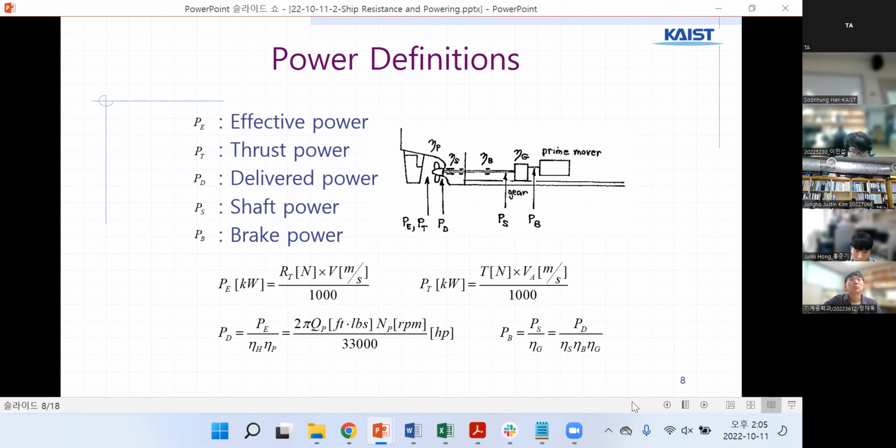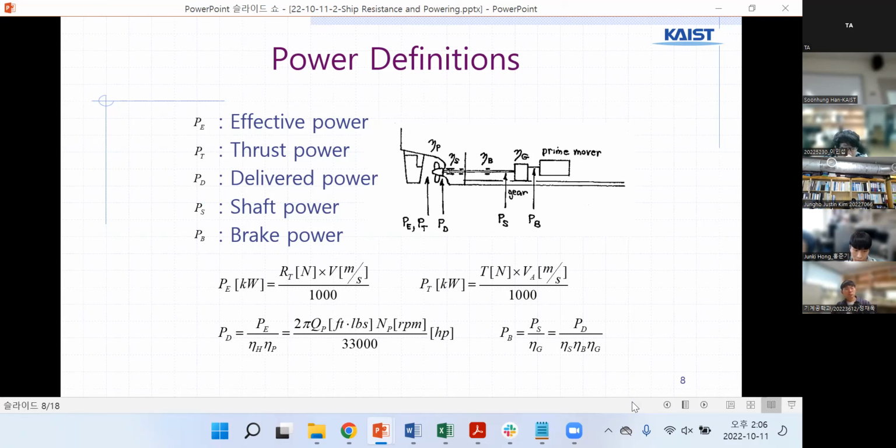Usually as a designer, you need to calculate these kinds of efficiency options. So here is the engine, there's a gear and shaft and propeller. Okay. So effective power is coming from towing. The model test gives you effective power. PE is after the ship, the total resistance, including everything. So when you tow the ship in the model test, you will get PE.